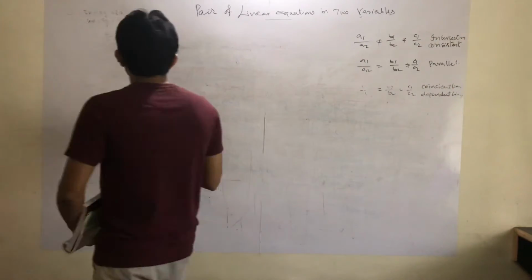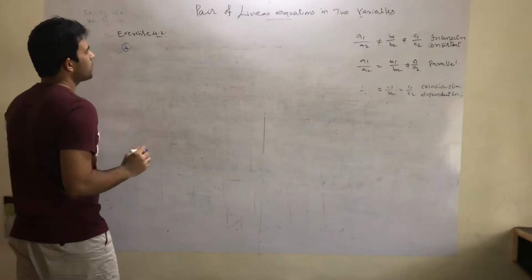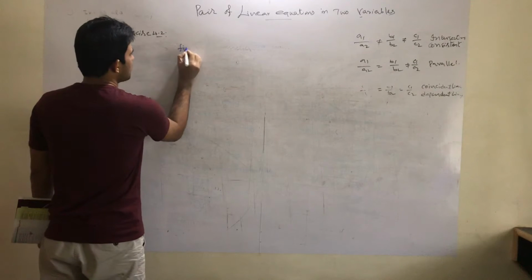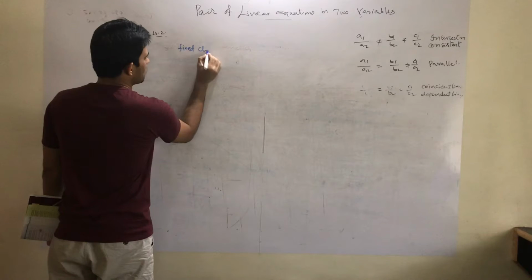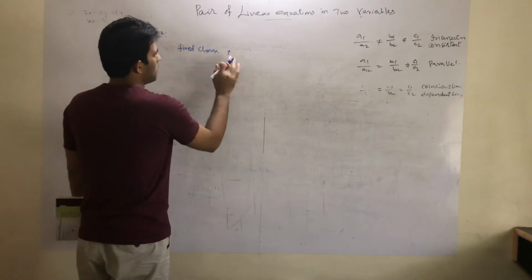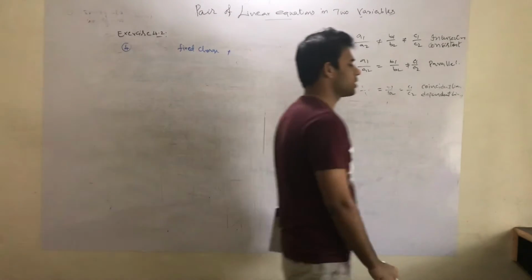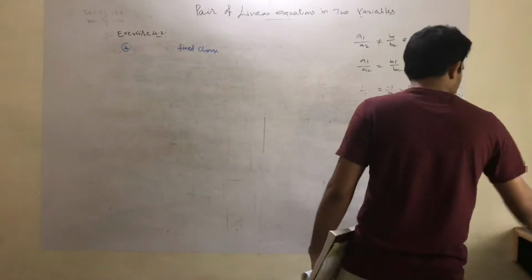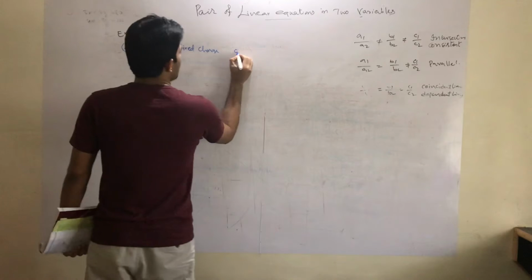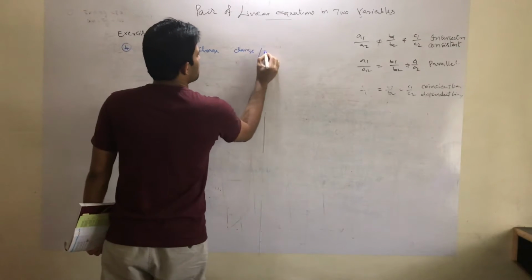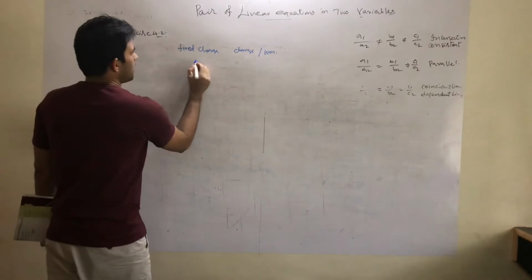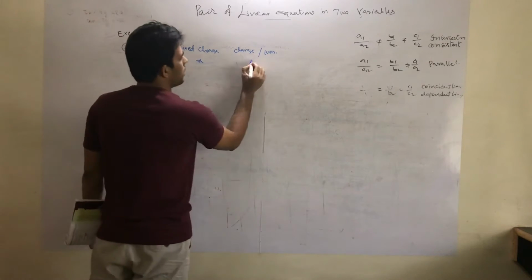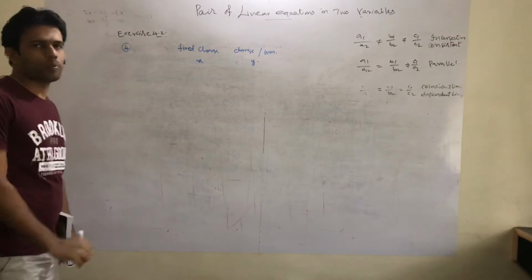So here, what are the variables? The variables we need to identify: one is the fixed charge, and the other variable is the charge per kilometer. Let x be the fixed charge and y be the charge per kilometer.